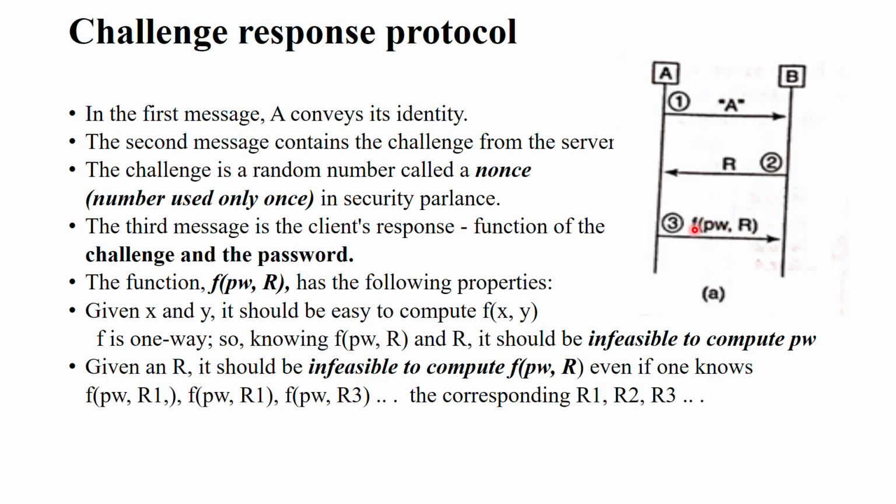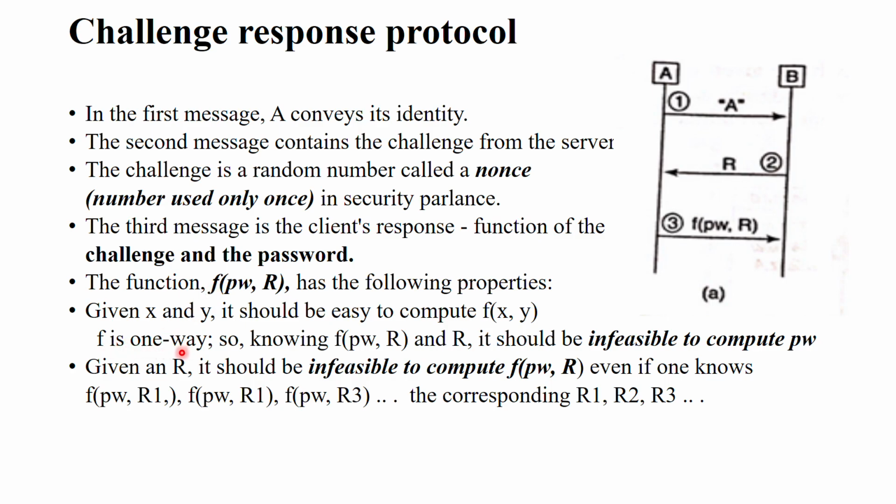So you are applying some function here, that is f of pw comma r. What is the meaning of this? You are applying some function to provide security for your password and nouns. How are you providing it? You have to decide that, that is F. You have to select the function in such a way that it must be one way.